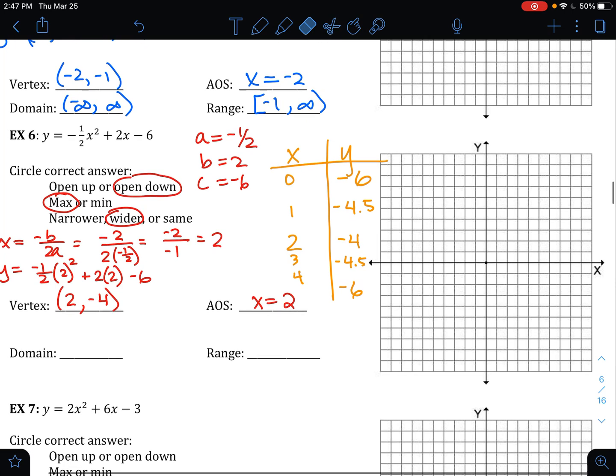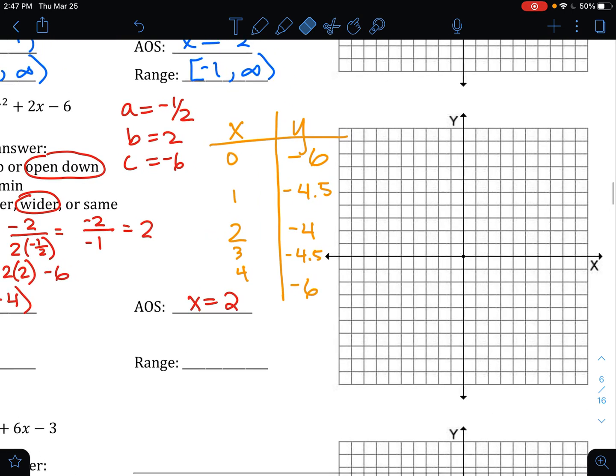All right, let's graph. Okay, 0, -6. 1, 2, 3, 4, 5, 6. Oops, I need a pen. 3, 4, 5, right here. All right, 1, -4.5. 1, 2, 3, 4, and then just half. 2, -4. So right there, and then I'm at 3, -4.5. I'm back here, and then right here. So see how it's a little bit wider, and that's what we circled to begin with.